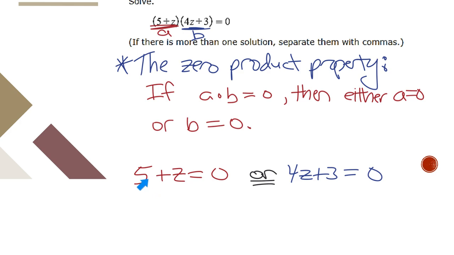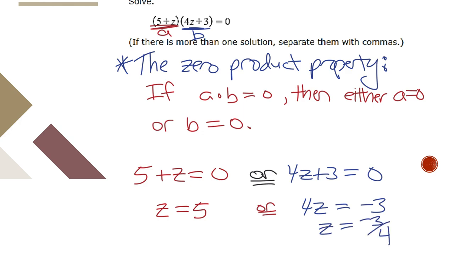So in this case, we just subtract the 5 to the right side, which I'm hoping you know how to do. So we get z is equal to negative 5 here. Or, again, in this case, we subtract 3 from both sides to get 4z is equal to, let's actually write this in blue, sorry, negative 3 because we subtracted it. We divide by the 4 to get negative 3/4 for that z value.